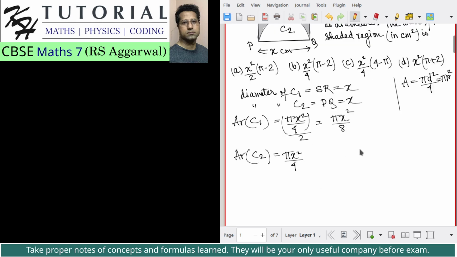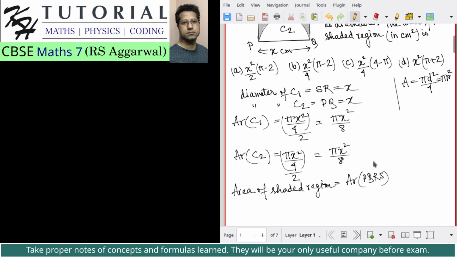Similarly, the area of the semicircle C2 will be this divided by 2, which is equal to pi x square by 8. Okay, so the area of the shaded region is nothing but the area of the square, which is PQRS.